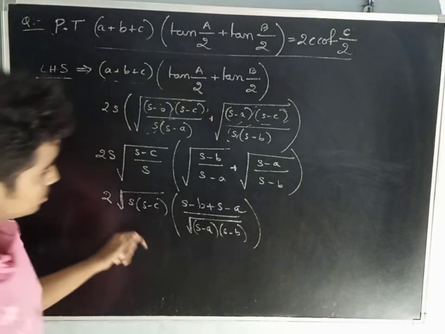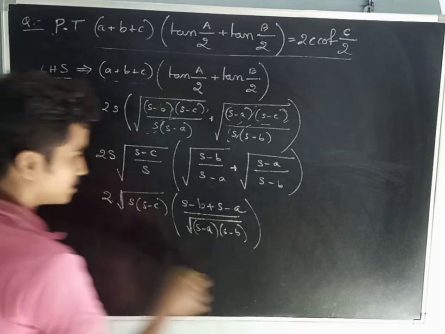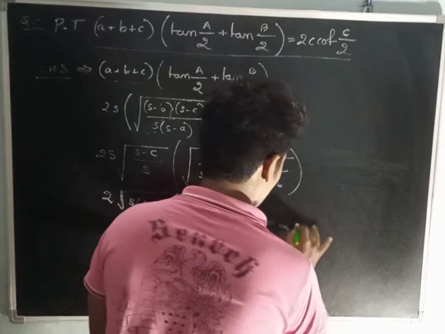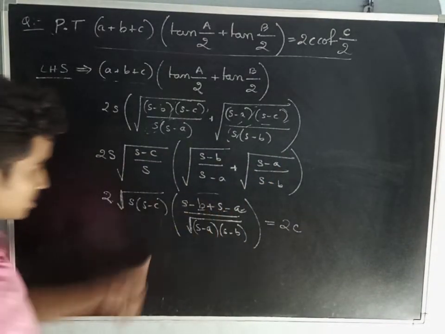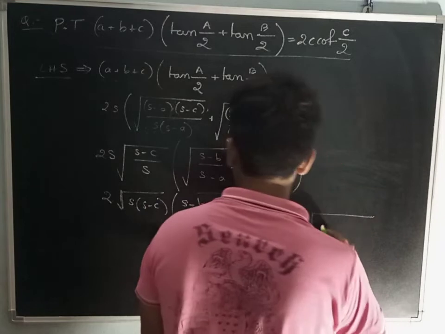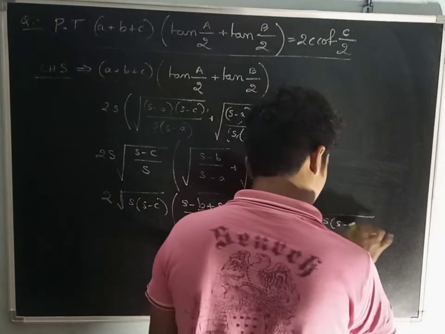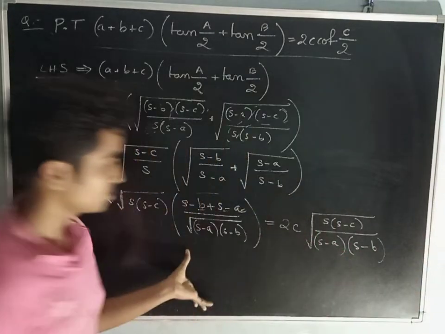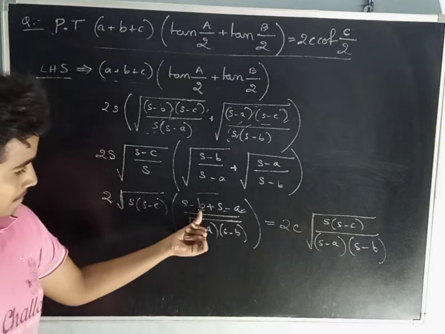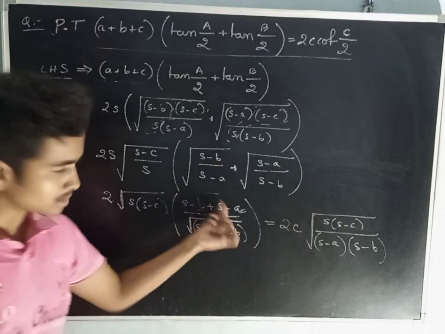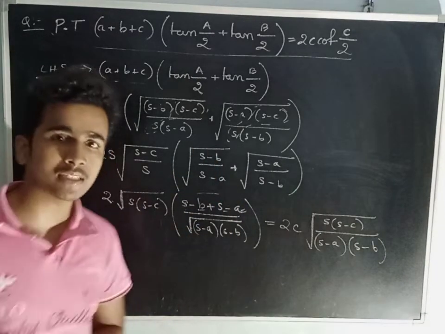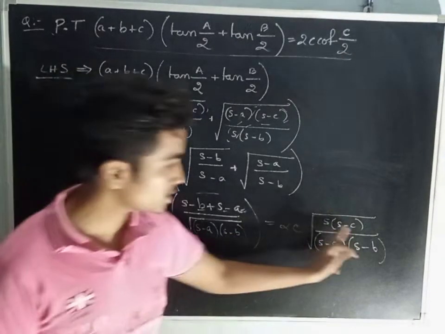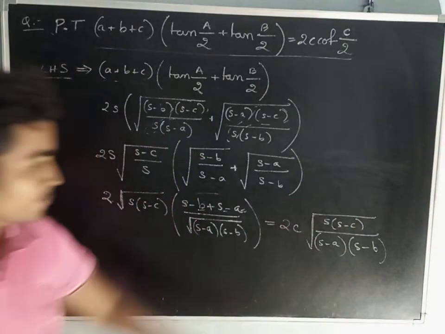2s - (a + b), it's nothing but c. This whole thing can be taken as c. So 2c into root s(s - c) by (s - a)(s - b). Taking s - b plus s - c, it means 2s minus (a + b). 2s is nothing but a + b + c, minus a minus b. What remains is c. So 2c root s(s - c) by (s - a)(s - b).